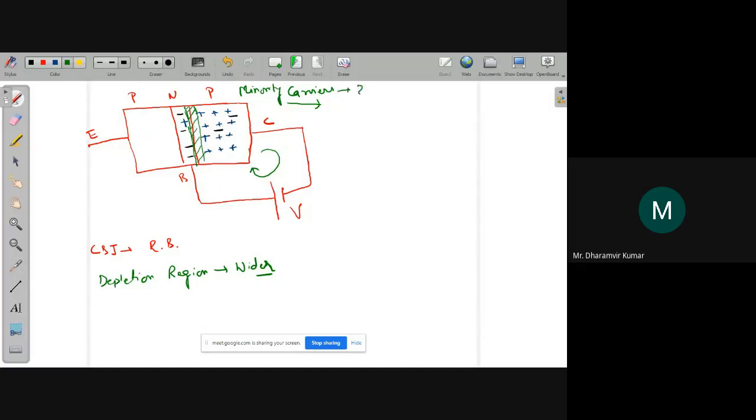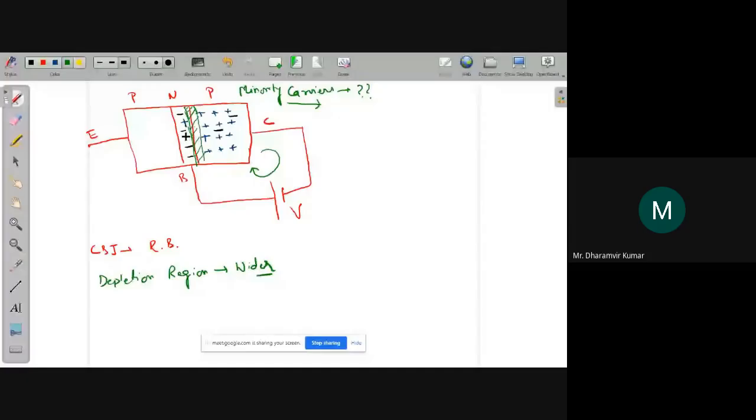So my question is, what type of minority charge carriers? Because the minority carriers are different in the case of p-type and in the case of n-type material. If I'm saying that these minority carriers constitute the current flow in this fashion, I could say that it includes the minority charge carriers of both the base as well as the collector. So what happens actually? I will try to explain very shortly.